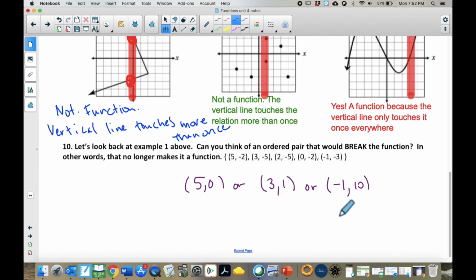So any one that you can come up with that would have the same x value but a different y value would make it not a function, and that would break the function, so it's not a function anymore. All right, that is the conclusion of our video for lesson 4.1 on relations and functions. We will talk about this and work on it some more in class tomorrow.